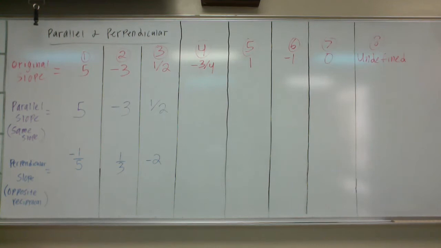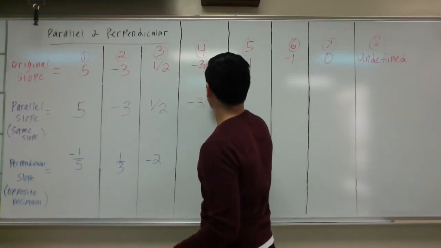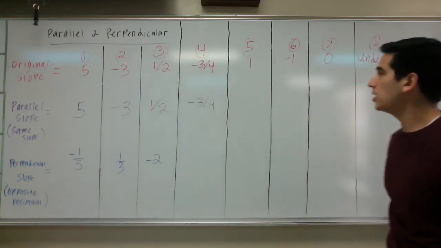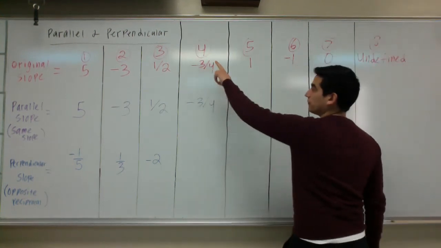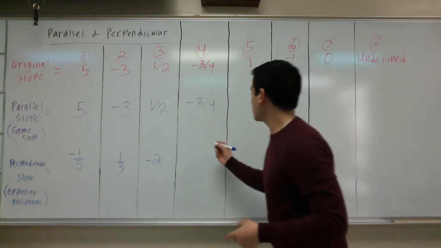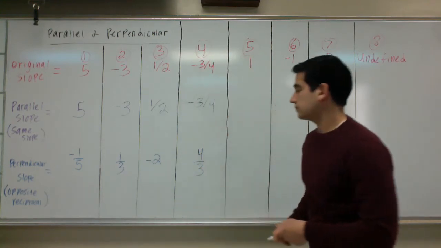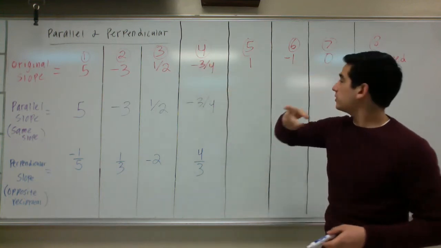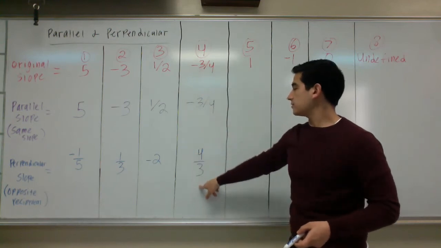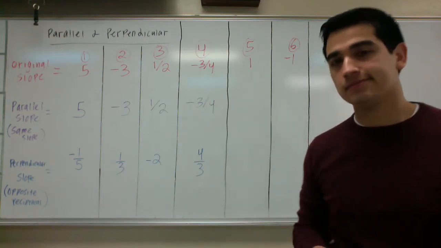Number 4. I have -3 over 4, so parallel, again, -3 over 4. For perpendicular, I'm going to take -3 over 4 and flip it, so it turns into 4 over 3. Y'all see that? Top goes to bottom, bottom to top, flip. And this was negative, so this is a positive 4/3. Perpendicular is a positive 4/3.